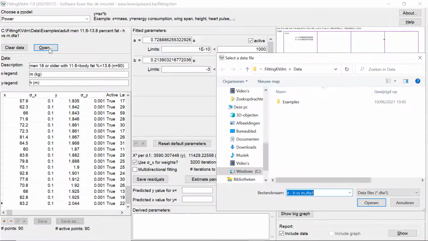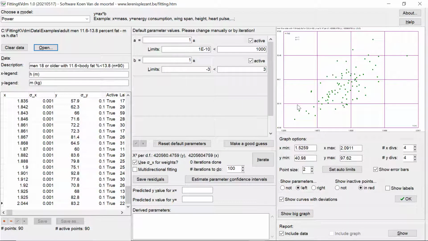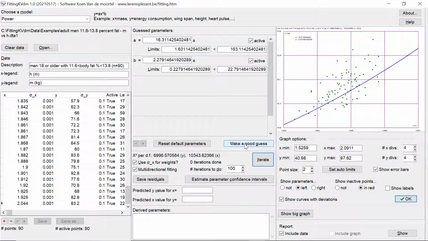Let's go back to the first file. So, masses versus heights. And now we will not minimize the sum of the squares of the vertical distances, but the sum of the product of the squares of the vertical and horizontal distances. I call this multidirectional fitting. So we switch it on now, and let's iterate.